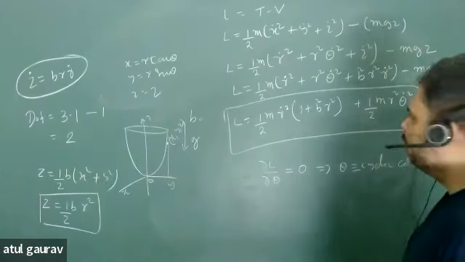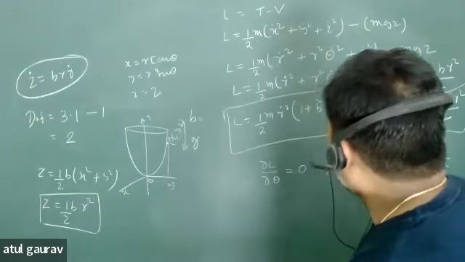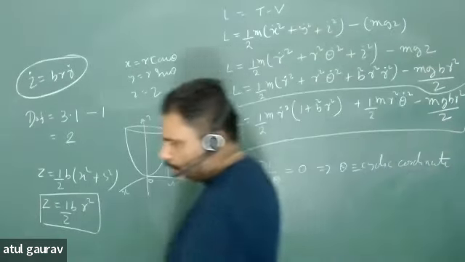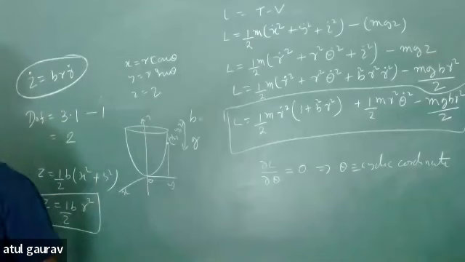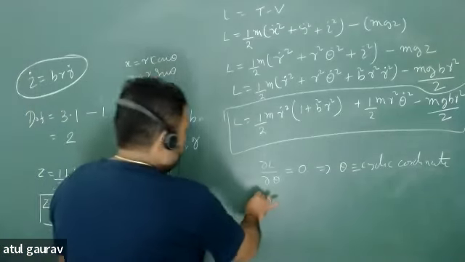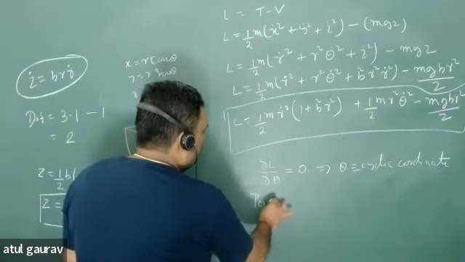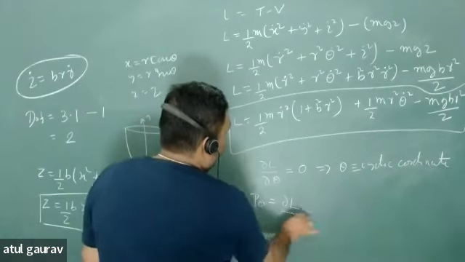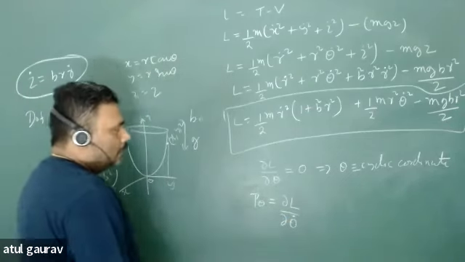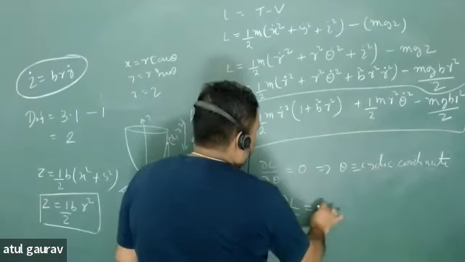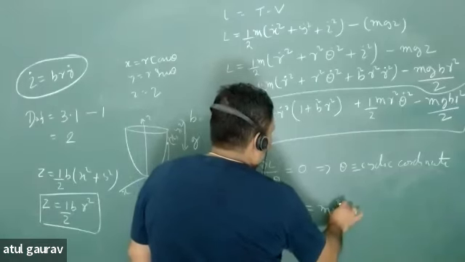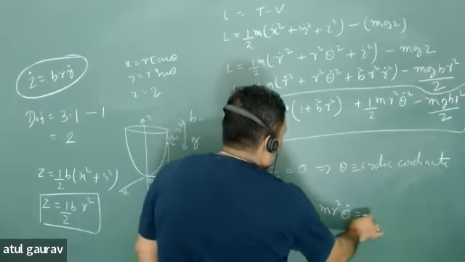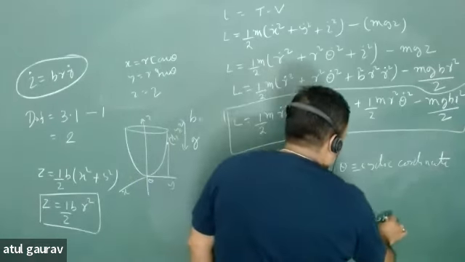So if theta is a cyclic coordinate, which quantity is conserved? p theta. Very good. Excellent. So p theta is conserved. What is p theta? Del L upon del theta dot. This is the definition of p theta, right? And how will you get it? You will get that it is nothing but m r square theta dot, and which is conserved.